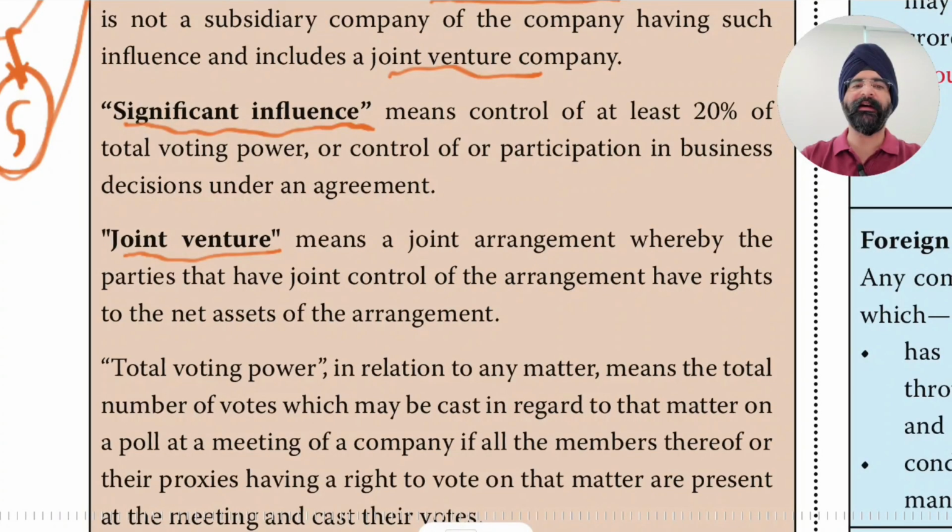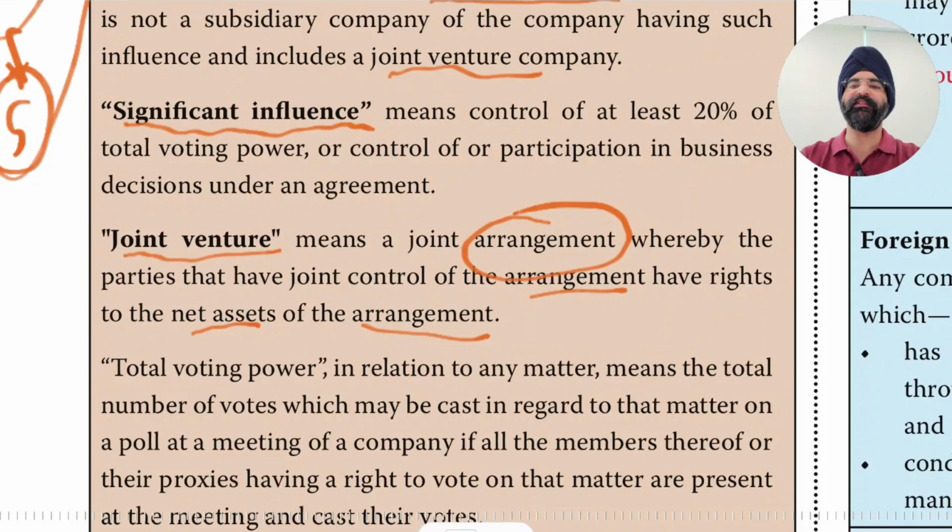JV is a joint arrangement whereby parties that have joint control of the arrangement. So this is an arrangement. This may be in the form of a specific company. However, this is an arrangement where parties have joint control of the arrangement and have rights to the net assets of the arrangement. This is an important word.